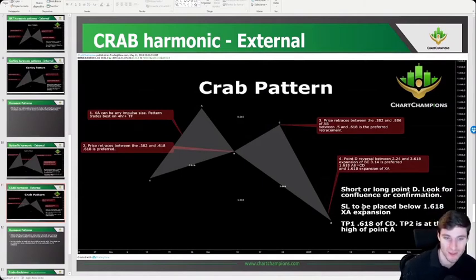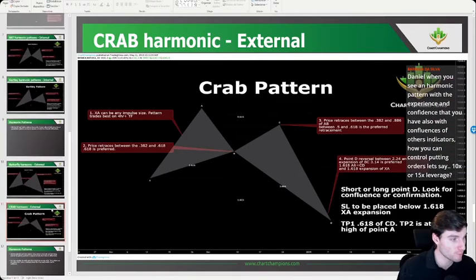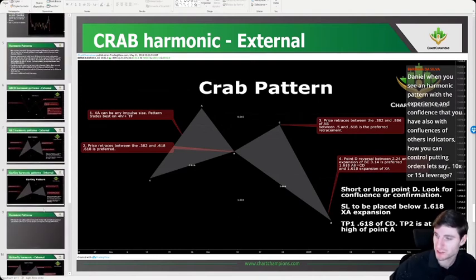Stop loss, let's just say, placed below the 1.618. I use market structure, but here's a hard rule that you can have. Take profit 1: the 0.618 of C to D, so take your Fibonacci retracement from C to D and look for that 0.618 retracement. Take profit 2: the high of A, or you can just trail your stops. Yeah, and those are the 5 harmonics that I covered today. Does anyone have any questions?